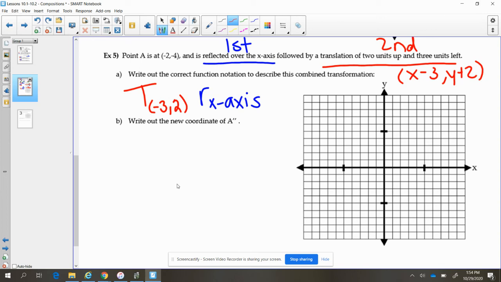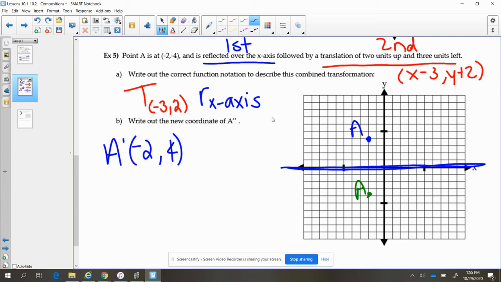Okay. Now, our original point, they said, is at -2, -4, which is point A here. And what we want to do now is start again by first reflecting it over the x-axis. So here's my x-axis, and I need to be the same distance from that x-axis on the other side. So really, I'm at 4 in this particular one. This is my A prime at negative 2, comma 4, since we're still to the left.